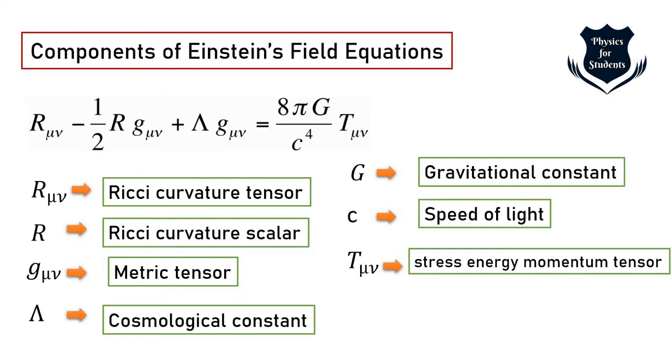So we would go forward one by one, step by step, and look into a detailed explanation of what those components actually mean. However, the scope of this video will be particularly R mu nu, that is the Ricci curvature tensor, the single capital R, which is the Ricci curvature scalar, and T mu nu, which deals with the stress energy momentum tensor.